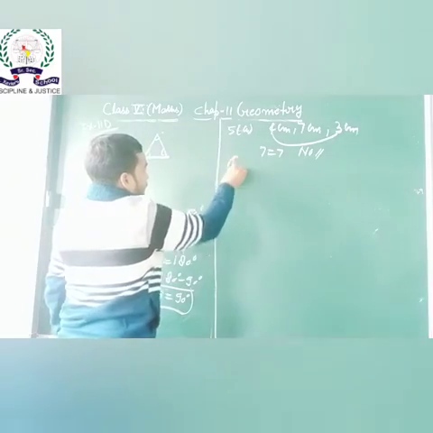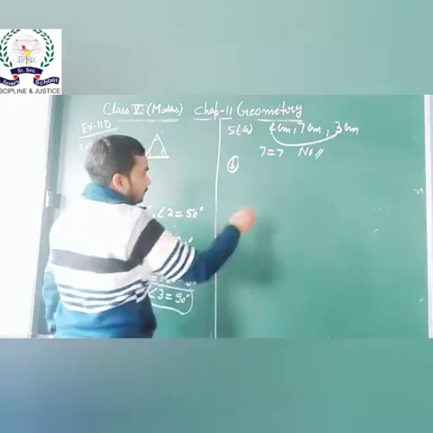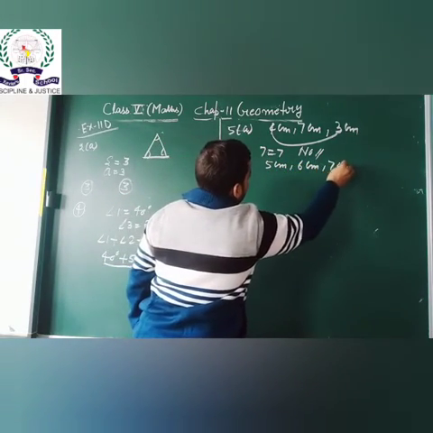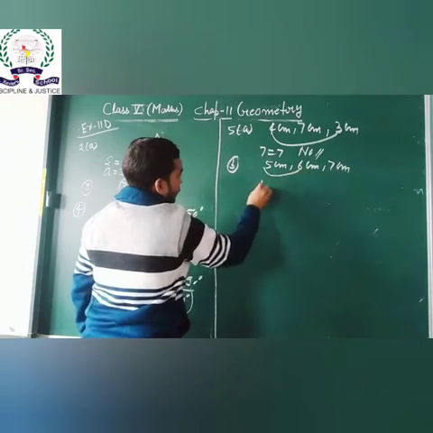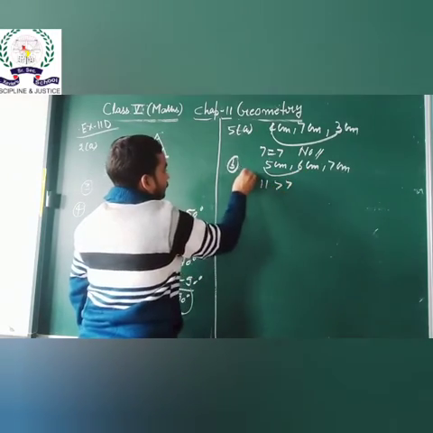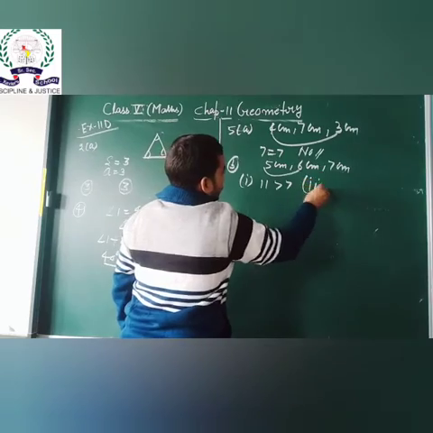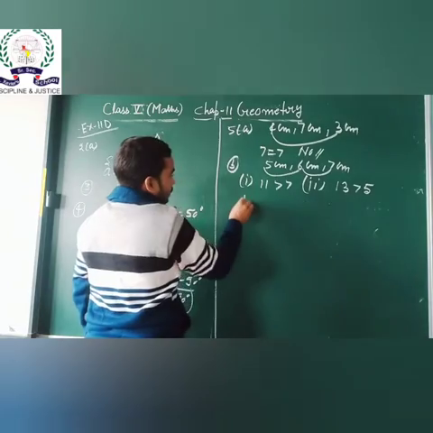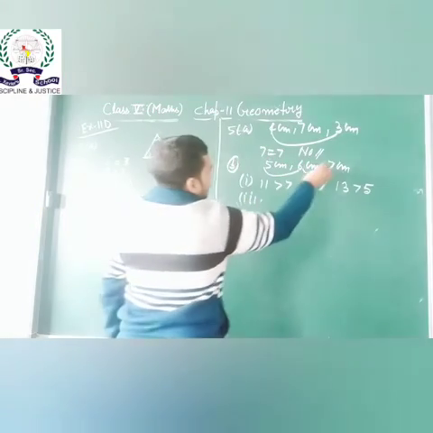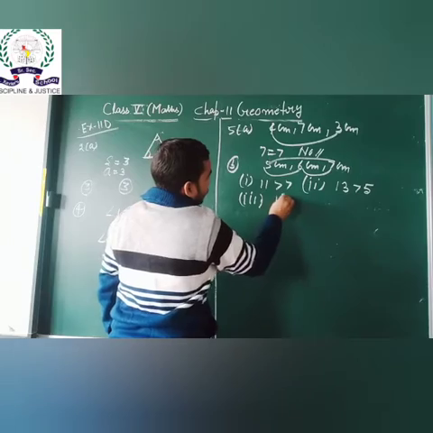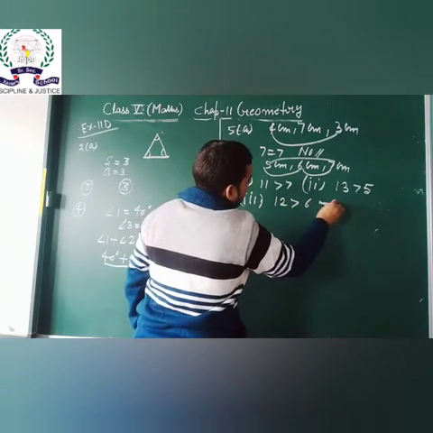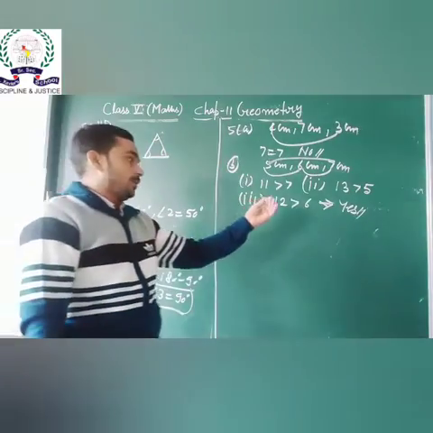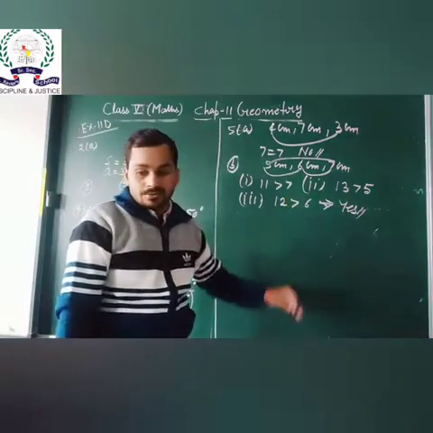Check the B part. 5, 6 and 7. So 5 plus 6 is 11, greater than 7. The second, 6 plus 7 is 13, greater than 5. The third, 7 plus 5 is 12, and 12 is greater than 6. Yes, the triangle is possible, because in the triangle inequality property, the sum of any two sides is always greater than the third side.